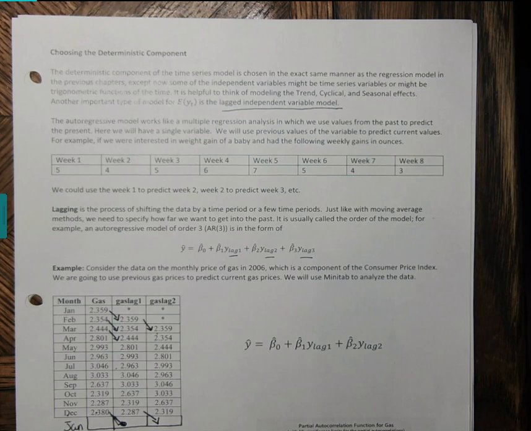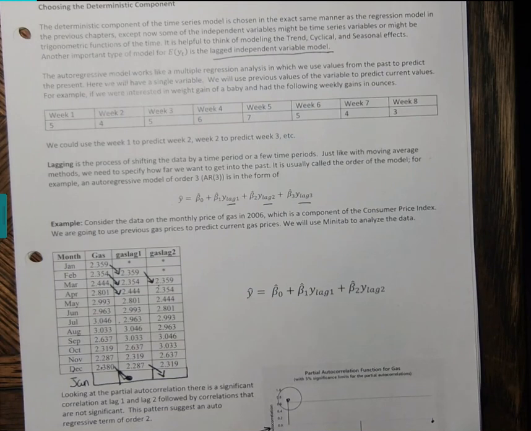So for example, we could be interested in the weight gain of a baby, and suppose we had measurements at 8 different weeks. Well, what we could do is use week 1 to predict week 2, 2 to predict week 3, etc. Lagging is the process of shifting the data by a time period or a few time periods. And just like with the moving average method, which we skipped because it was in 10.3, but if you go through and review that, you'll see we need to specify how far we're going to go in the past in terms of lagging. Usually this tells us the order of the model.